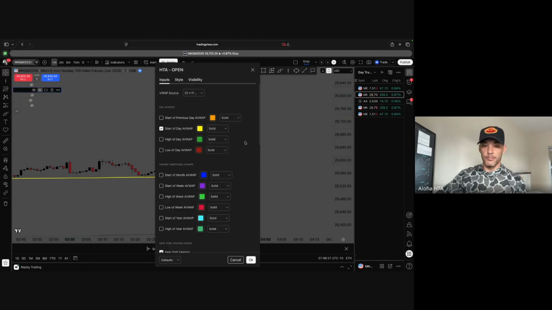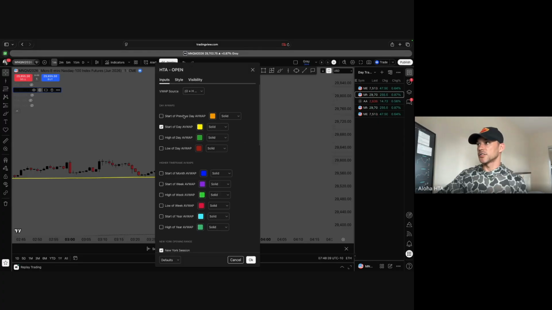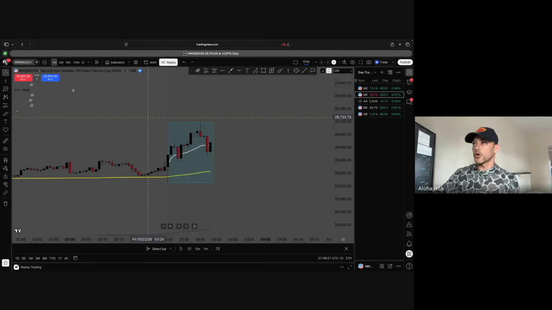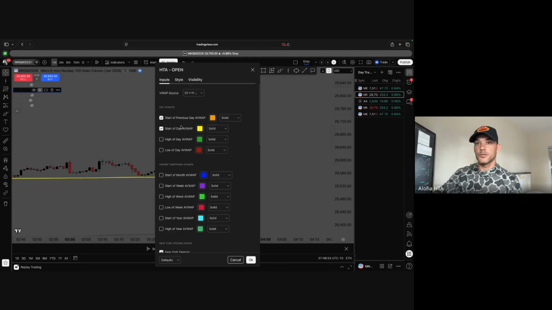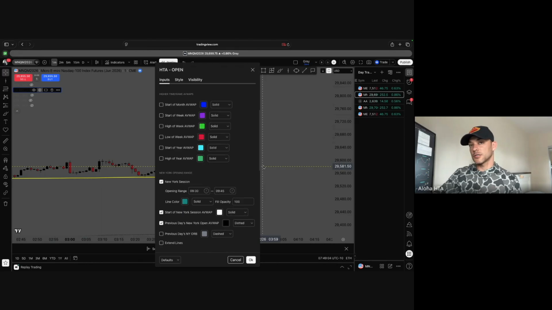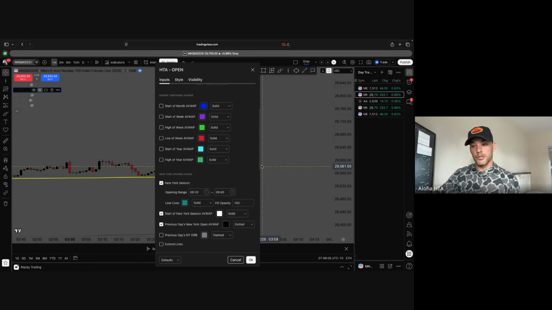Just a little bit more about our open here: you could set the previous day VWAP, high of day, low of day. It's very customizable, very anchored VWAP based, obviously. It's one of the core indicators that we use in Hawaii Trading Academy, and essentially the anchored VWAP is the anchored volume weighted average price. So it basically tells you if the bulls or the bears are in control.